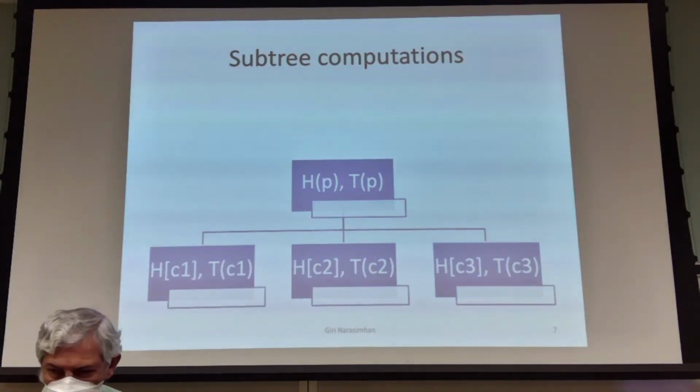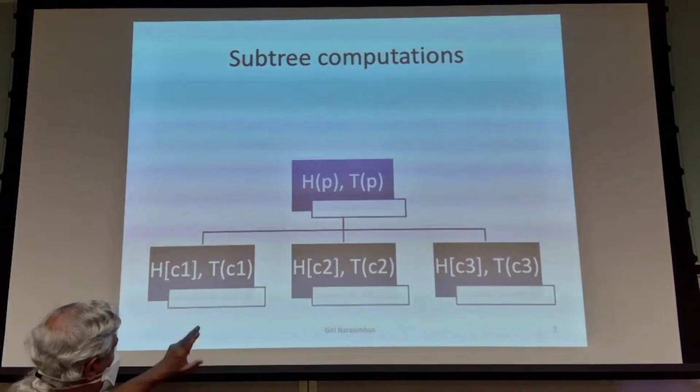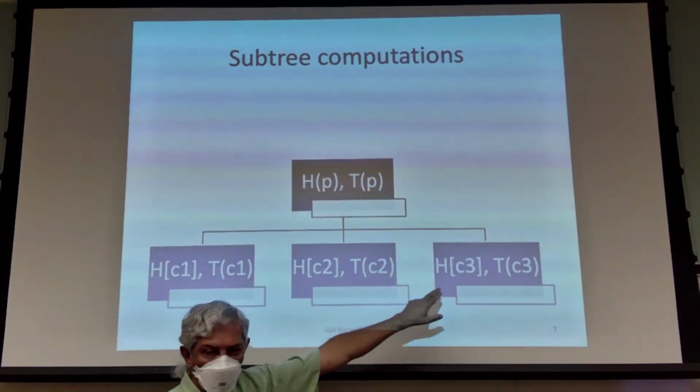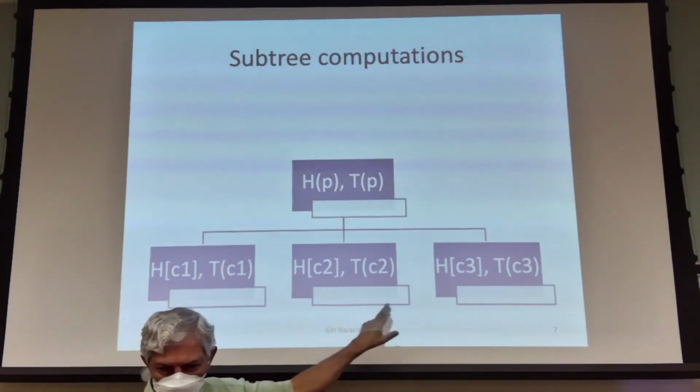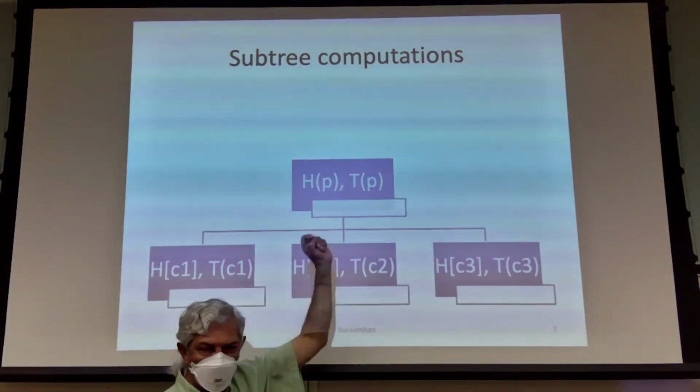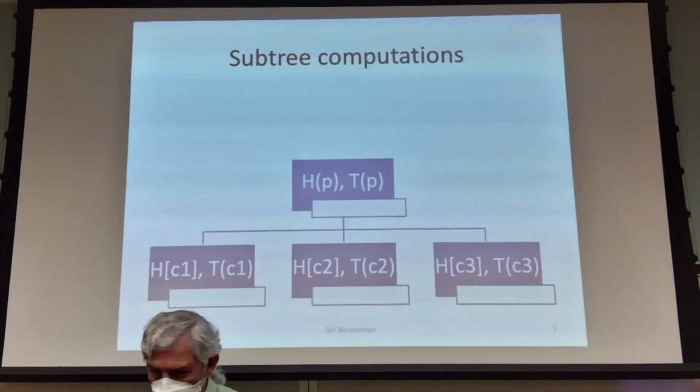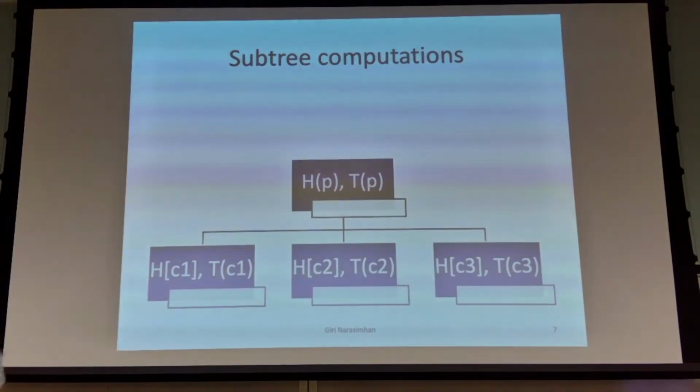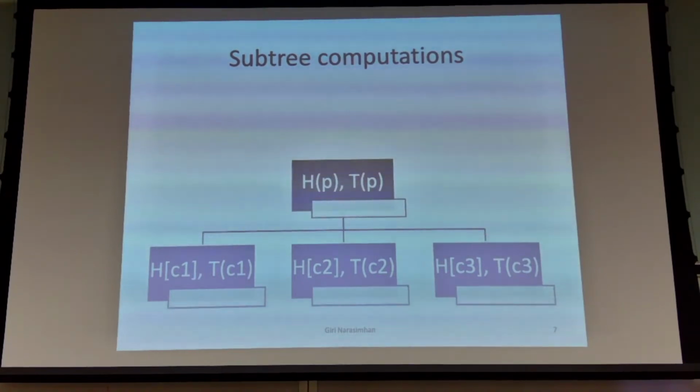Somewhere at some stage in the computation, I've figured out H and T values for all these children. Now help me figure that out for the parent. Only one. You're understanding this now? Yeah. That's the systematic way of going with this computation, right? Okay, I think. Yeah.